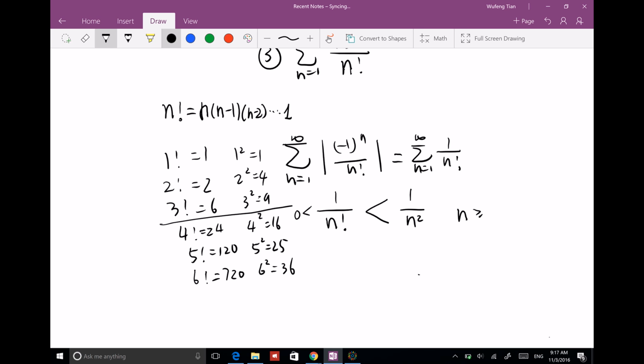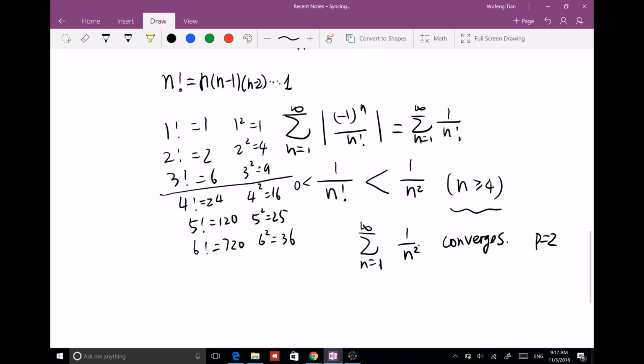for n bigger than or equal to 4, any n bigger than or equal to 4, 1 over n squared is bigger. And we know that the sum n from 1 to infinity of 1 over n squared converges, because p series, p equals 2. You may ask me, what about 1, 2, 3? The first term, second term, third term does not change the convergence of the series. It's just some numbers. It does not go to infinity, so it does not change that.